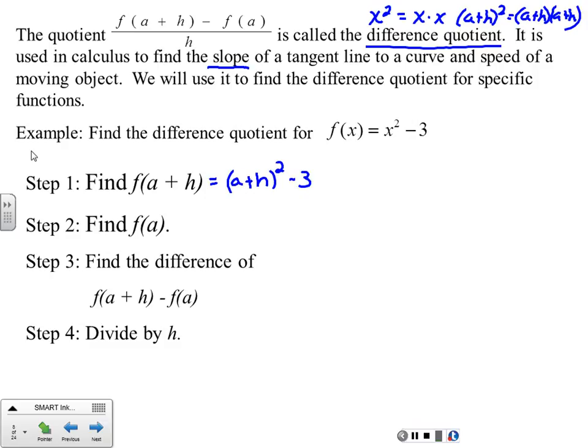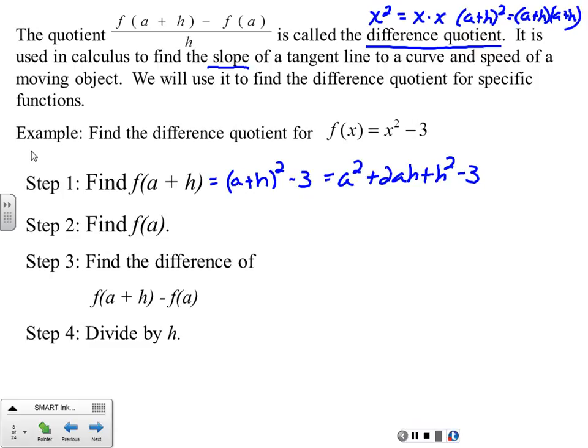Do that for me right now. Do A plus H quantity squared simplified. Do A plus H times A plus H or use the pattern. It's your choice. So you should come out with A squared plus 2AH plus H squared.